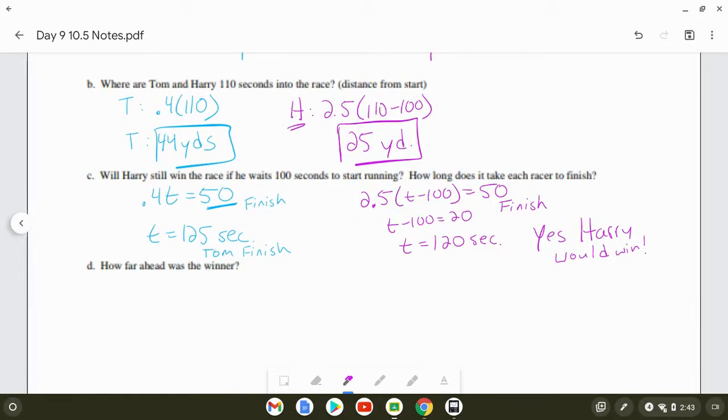And then at the end there, basically you can say, how far ahead was the winner? Well, the winner was right here. So at 120 seconds, he was 50 yards away from the start. So we could just say, well, where was Tom after 120 seconds? So 0.4 times 120, he was at 48 yards. So Tom was at 48 when Harry finished.